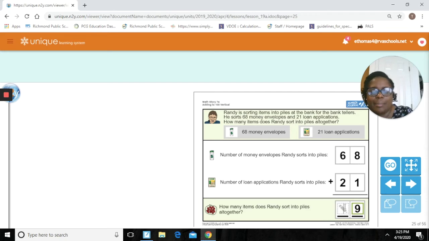You write it in, I'm going to type it in. And as we go through these problems, please get your paper and pencil and write down the problems as we go along. So it says, how many items does Randy sort into piles altogether? 89. So that is the way you will do a problem that is like this, okay? So why do we use a number line? You think about that?